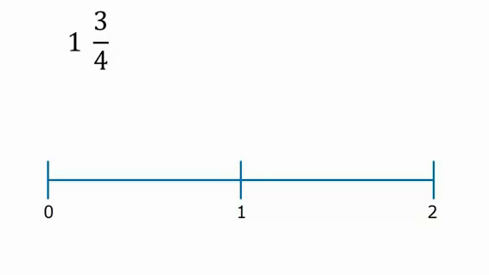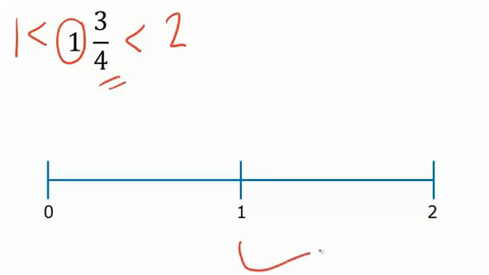From previous lessons, you know that 1 and 3/4 means you have one hole and an extra 3/4 of another hole. This means this mixed number shows a value that is greater than 1 but less than 2. Knowing this tells me that I will need to place 1 and 3/4 somewhere between the hole of 1 and 2 on my number line.